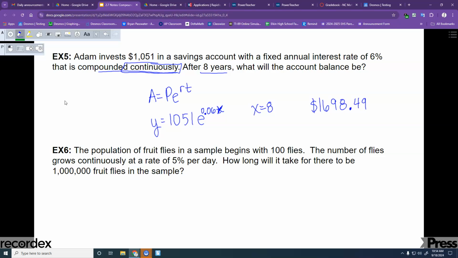Huh? No, Canvas. I may have said Delta Math, but that was wrong. It's on Canvas.